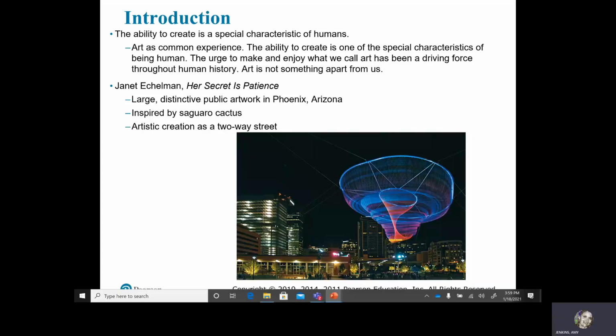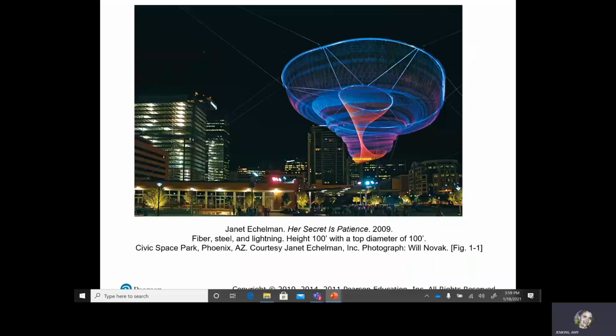Janet Eckelman's artwork here is called Her Secret is Patience. It's inspired by the saguaro cactus. Artistic creation is a two-way street. So you bring information to the artwork as a viewer, and the artist has their intent. Bigger image of the artwork. It's multimedia, mixed media: fiber, steel, and lighting.